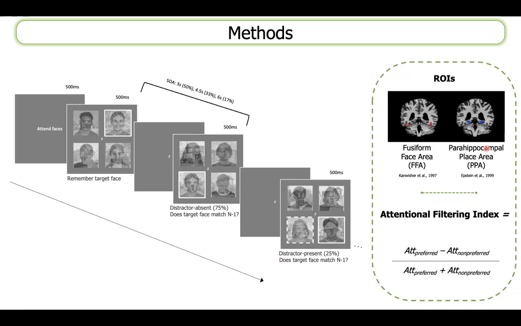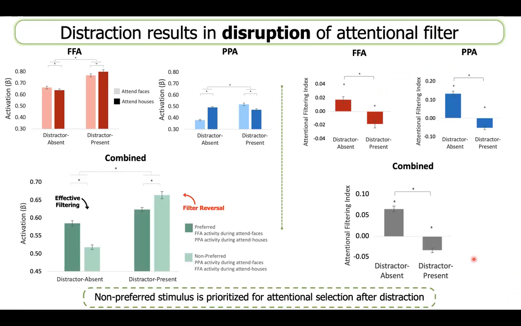We measured activation patterns here as evidence of attentional filtering, wherein, for example, effective filtering would be demonstrated by higher activation in the FFA when attending faces relative to attending houses. We also measure this with an attentional filtering index, calculated as shown here, where effective filtering for the preferred stimulus is indicated by higher positive values. Now let's take a look at the results.